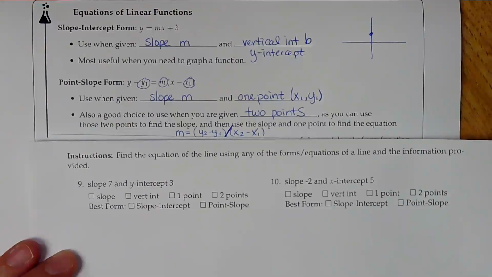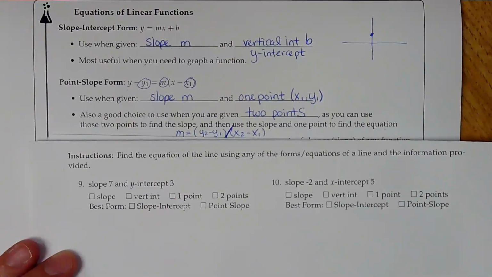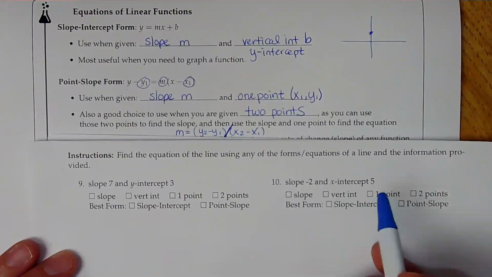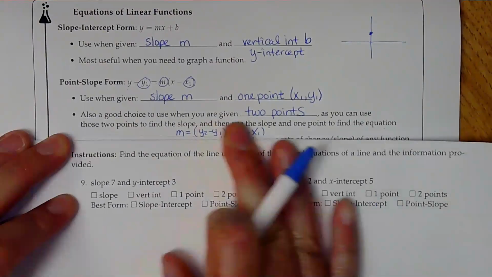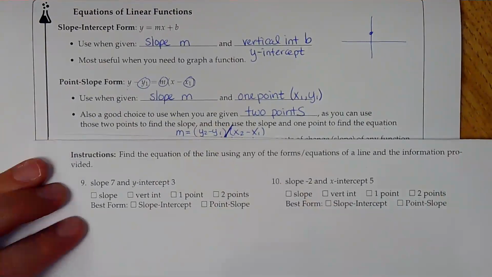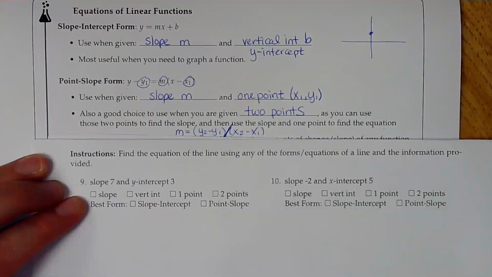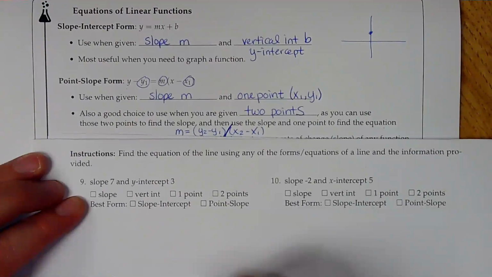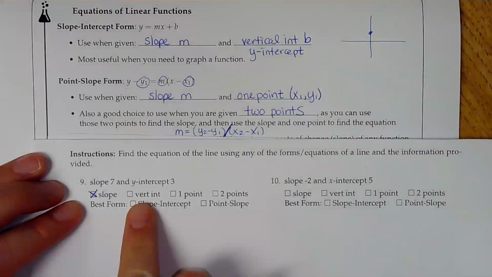All right, so let's go ahead and practice using these forms and equations of linear functions with some problems. So we're going to find the equation of the line using the information provided. So our first one, number 9, says we have a slope of 7 and a y-intercept of 3. So I want to start by identifying what things I have. So I have my slope. And I also, because this is the y-intercept, I have the vertical intercept.